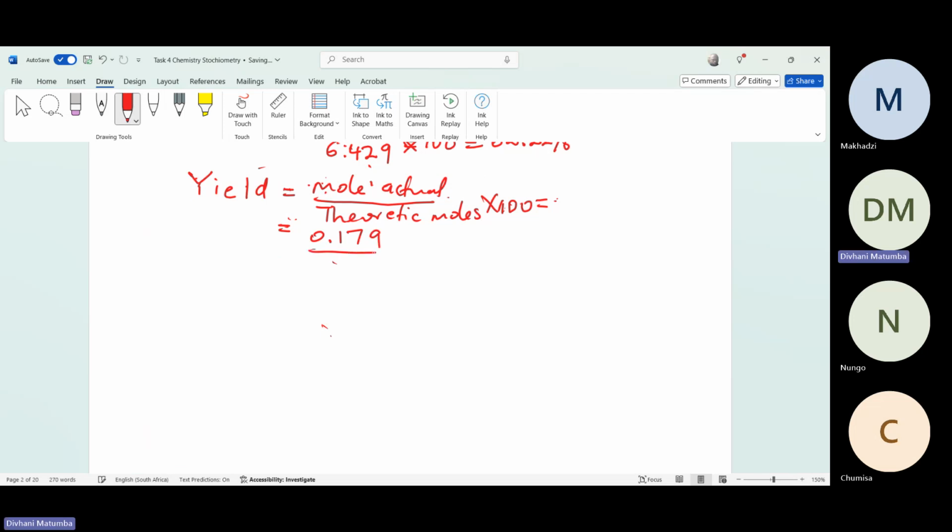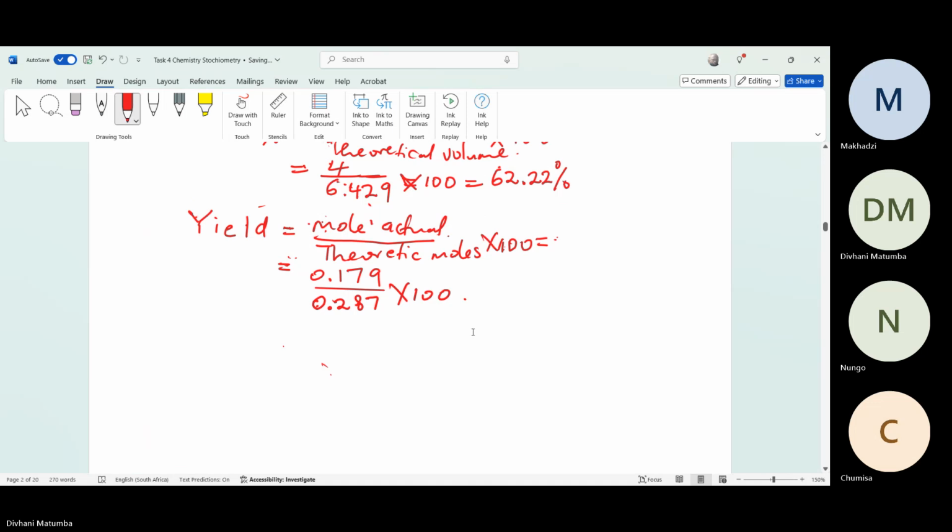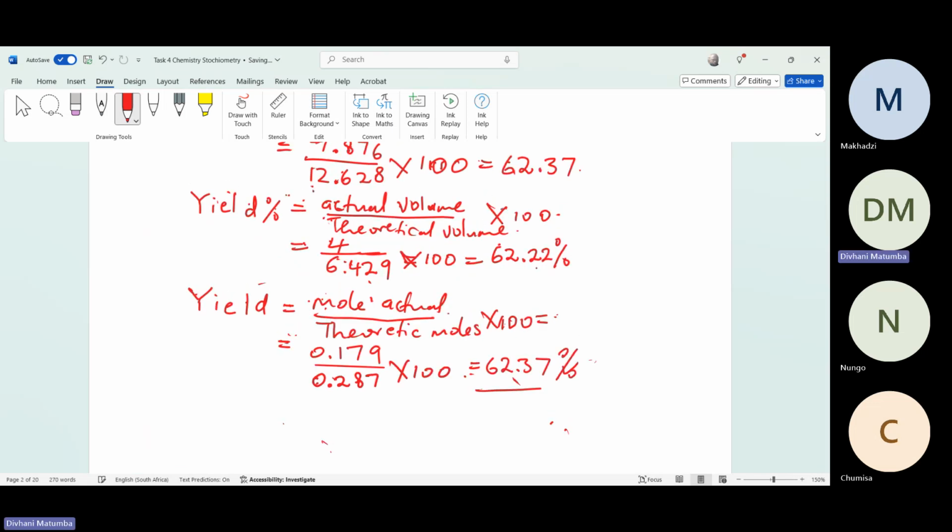0.179 divided by the theoretical moles of carbon dioxide produced. It was 0.287. Okay, times 100. How much are you getting? 62.37. Yes, that's perfect. It's in percentage. Do you notice the similarity between all the three answers?